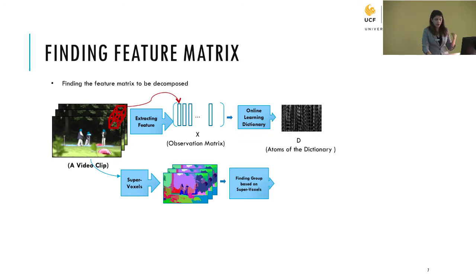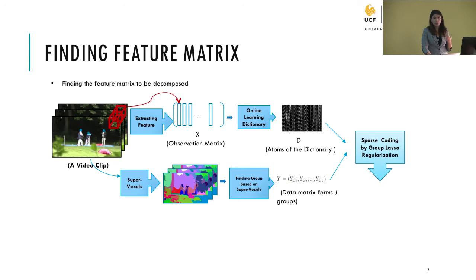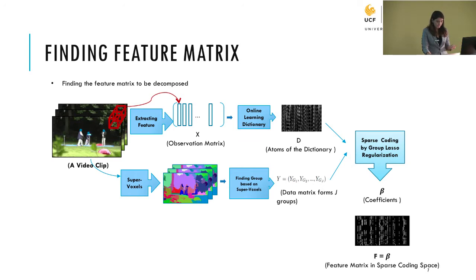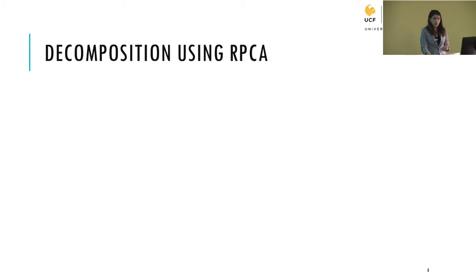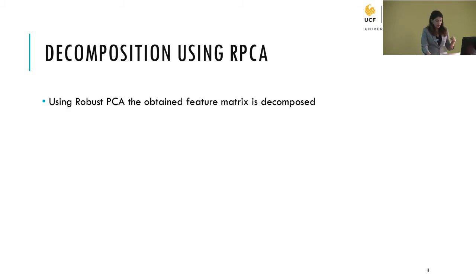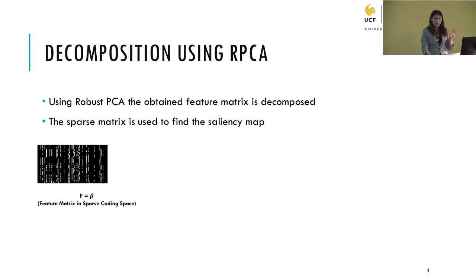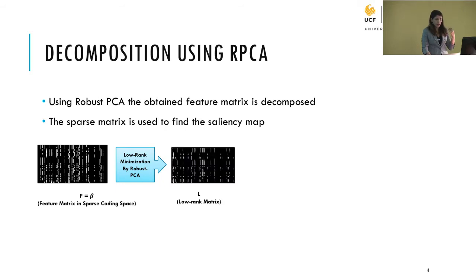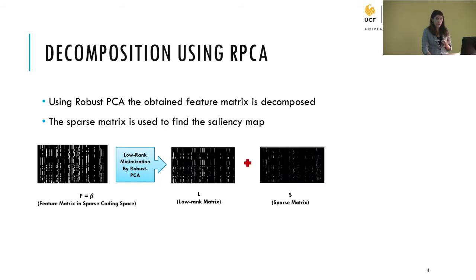Now, when we have the atoms of the dictionary and the groups, we can use sparse coding by group LASSO, where the groups are the supervoxels. When we find the coefficients, we use the coefficients as our feature matrix to be decomposed later. For decomposition, we use robust PCA. When we find the sparse matrix using robust PCA, we can find the saliency map. So again, the coefficient is our feature matrix. We use low-rank minimization by robust PCA. We find the low-rank part and the sparse part. This sparse matrix is what we use for finding the saliency map.